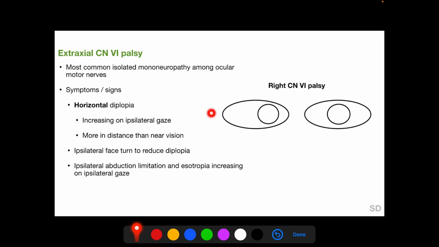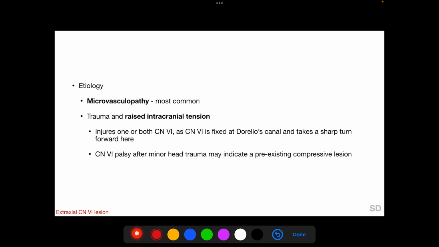As a result, when the patient attempts to look towards the right eye, the esotropia of the right eye will increase, and the patient will also complain of worsening of the horizontal diplopia. The diplopia is also less when the patient converges, because when both eyes converge, both the medial recti are activated and both the lateral recti are relaxed, and as the lateral recti are relaxed, their imbalance will be less prominent.